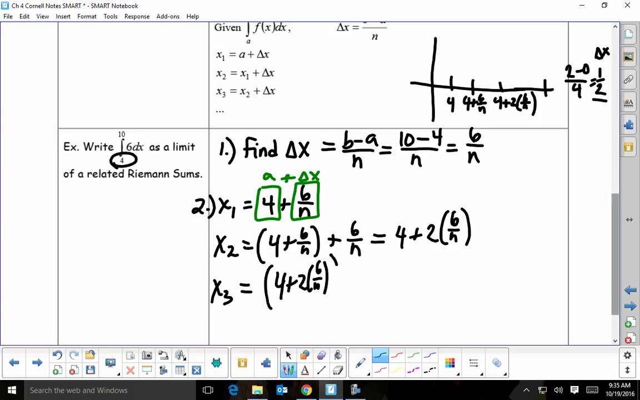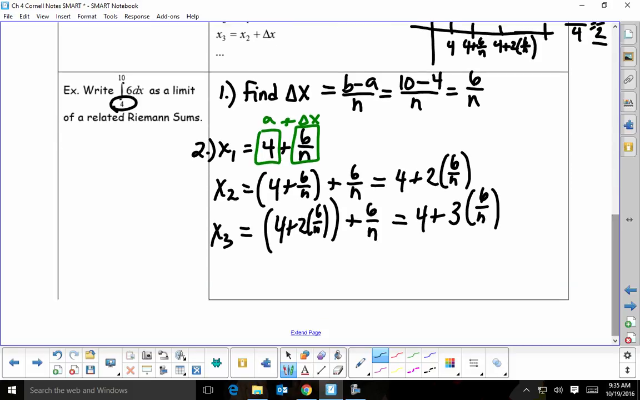6 over n, plus we're going to add on another delta x to get to the next spot. So that's plus 6 over n, or 4 plus 3 times 6 over n. So that's going to be where the next one is. Is this making sense at all to you? Yeah, okay. That's really fine.